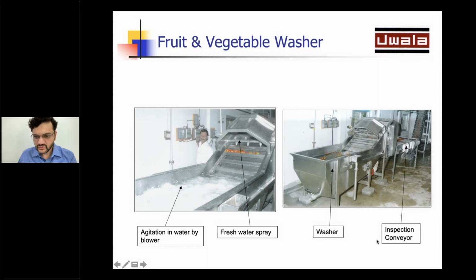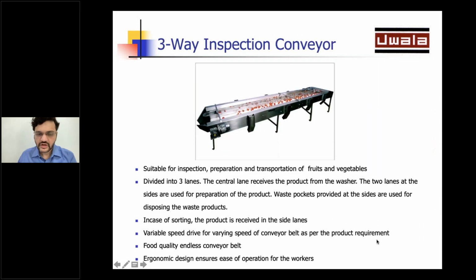The next machine after the washer is the inspection conveyor. In the inspection conveyor, we do the basic preparation and inspection of the fruits. Whatever fruits we feel are not suitable for using, for example, if certain fruits are unripe or overripe, or we feel that they are rotten, then we need to throw them off. How do we throw them off? There are waste pockets which are provided on the conveyor. In the picture, you can see certain pockets which are hanging down. In these pockets, you throw the waste off.